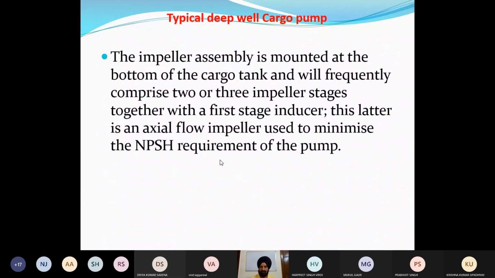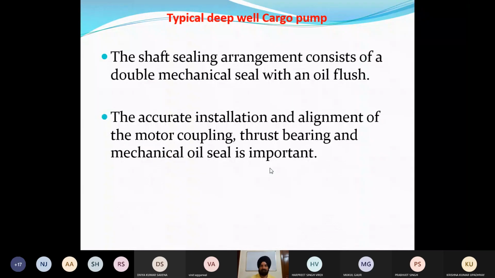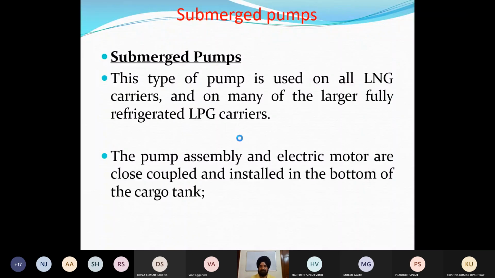Of course, the shaft sealing arrangement consists of a double mechanical seal, so no need to go into detail. The second type is your submerged pumps. Now submerged pumps are basically like how they look. If you see this, they are inside the tanks. The whole thing is inside your cargo tank.